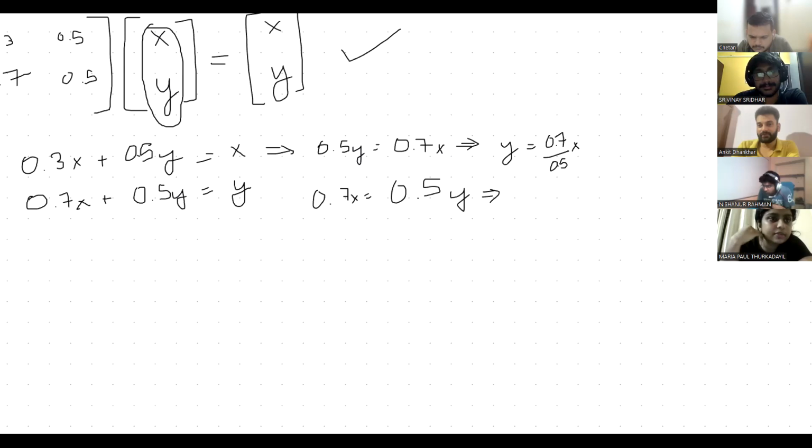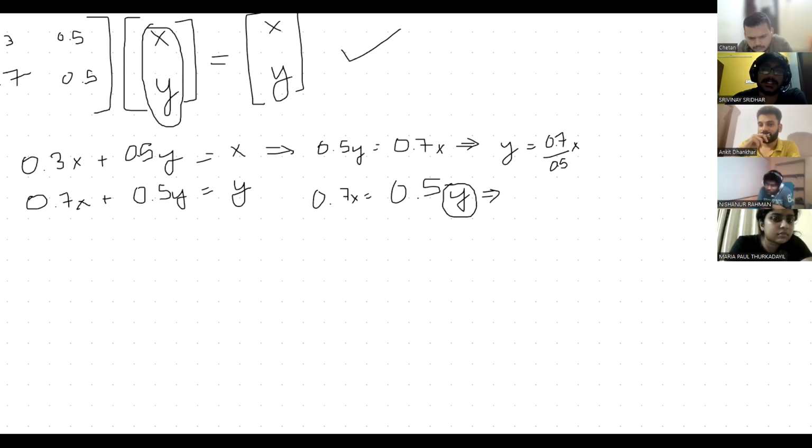We also know x plus y is equal to 1000. We can solve from that, right? But here I notice something peculiar. This ratio is 1.4, and as long as we are maintaining this ratio, this matrix seems to have a solution. If I input y is equal to 0.7 by 0.5, I just get x is equal to 1.